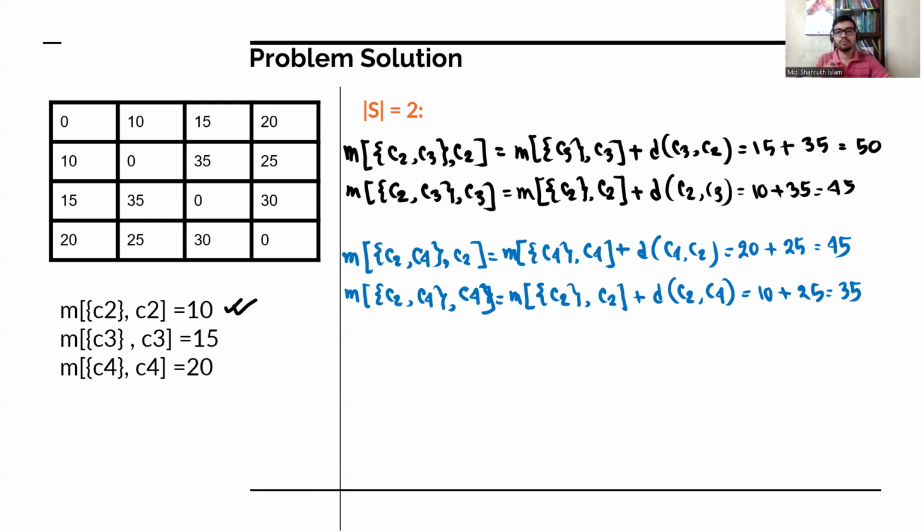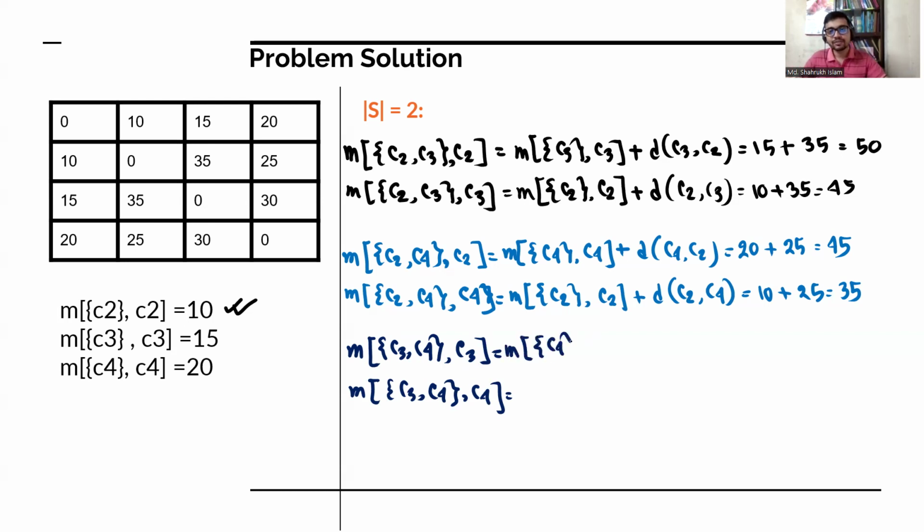So we are left with only one set, and that is C3 and C4. So let's change the color first. C3, C4. We can end our journey at C3, or we can end our journey at C4. Okay, if we end our journey at C3, that means we have to visit C4 first. So let's visit C4 first, then move C4 to C3. C1 to C4 is 20 and C4 to C3 is 30, and this is actually 50.